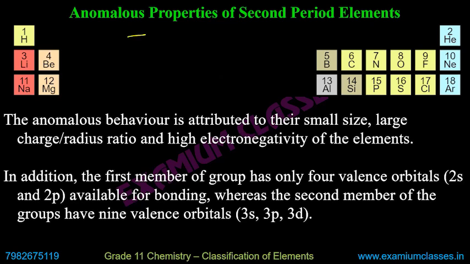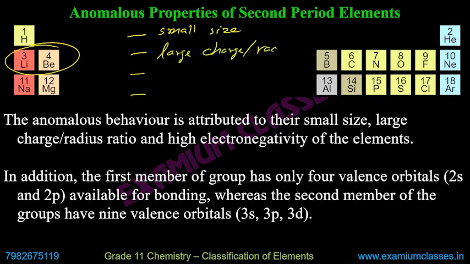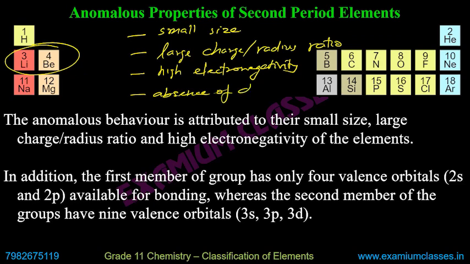So 4 points I am talking about which decide the difference in properties, specifically second shell or second period: a small size, large charge by radius ratio, comparatively high electronegativity, and absence of d orbital.